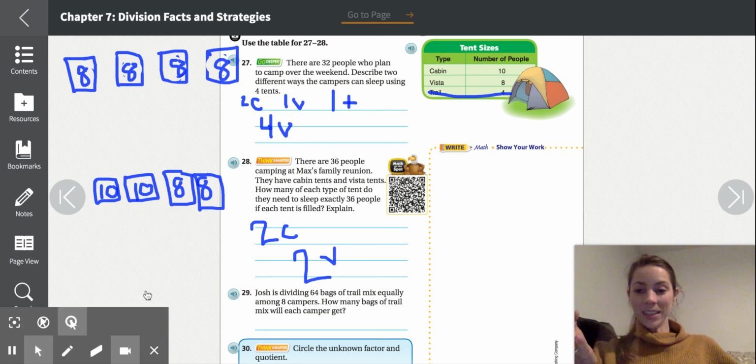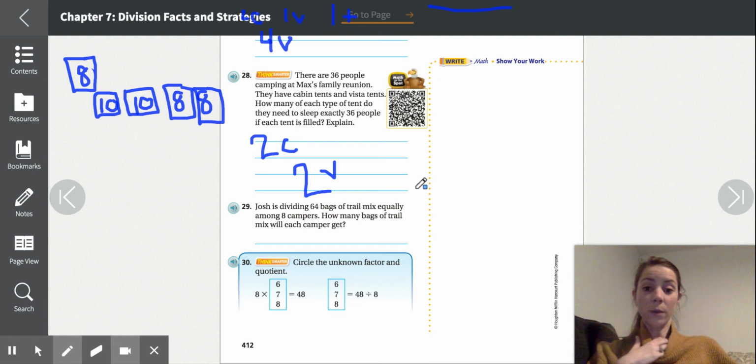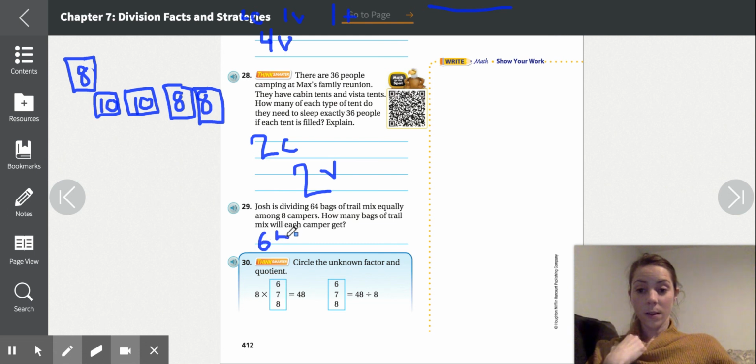Okay, let's finish this off with 29 and 30. All right, 29, Josh is dividing 64 bags of trail mix equally among 8 campers. How many bags of trail mix will each camper get? So this one, you could have done repeated subtraction, kept subtracting 8 and 8 and 8. Because our division equation is 64, the total, divided by 8.